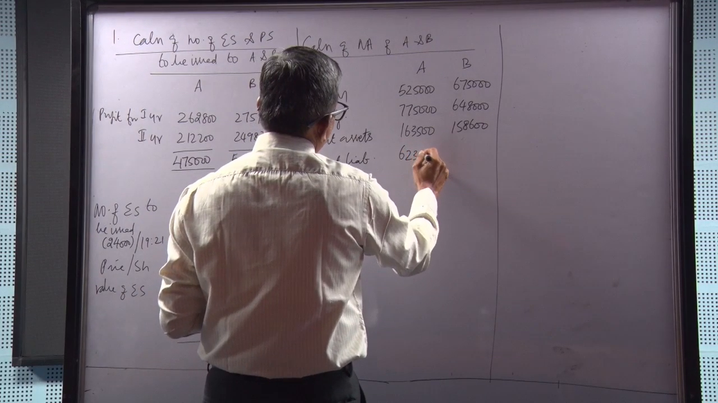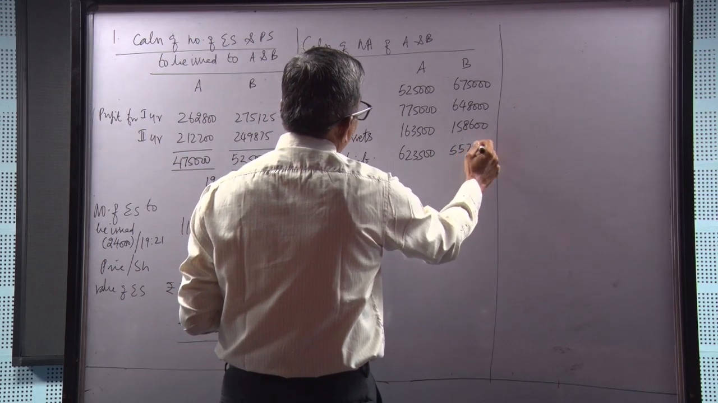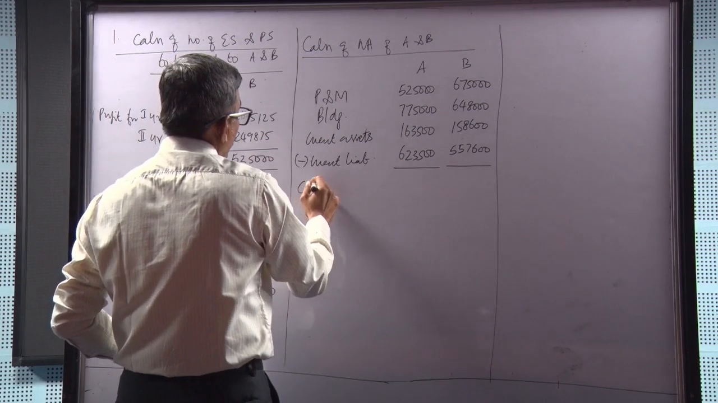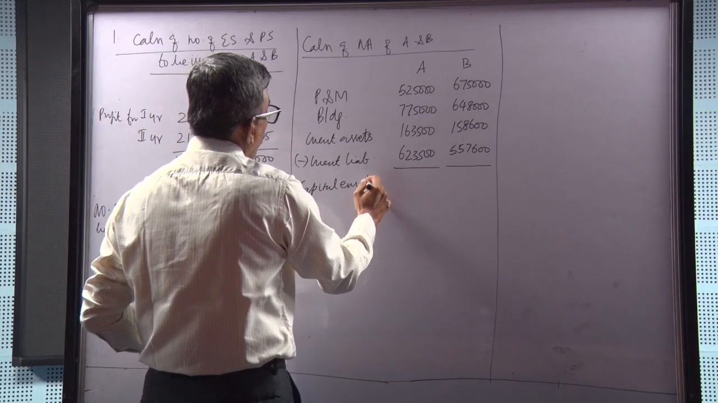623,500 for A and 557,600 for B. You will get capital employed.